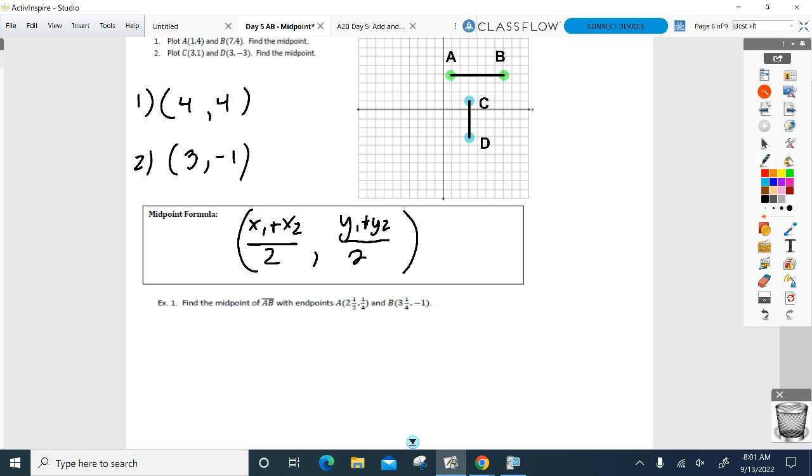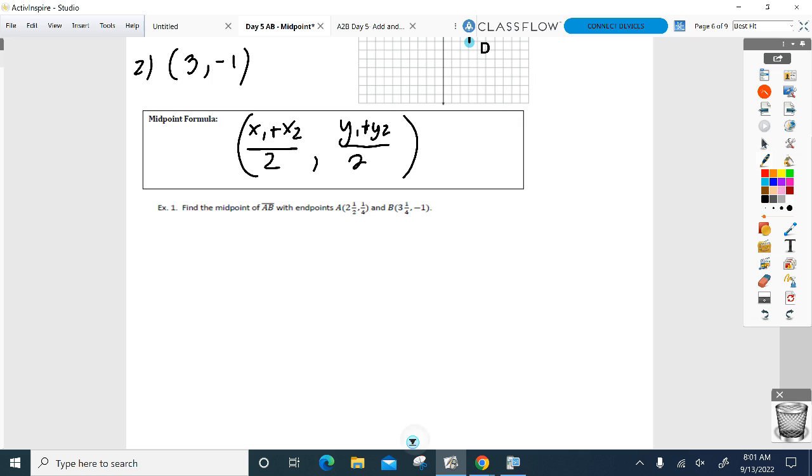Am I going to give that to you Friday? What do you think? So you're responsible for distance and midpoint. Midpoint is the last topic on the quiz. Any issues? All right, let's do a couple questions and get out of here.